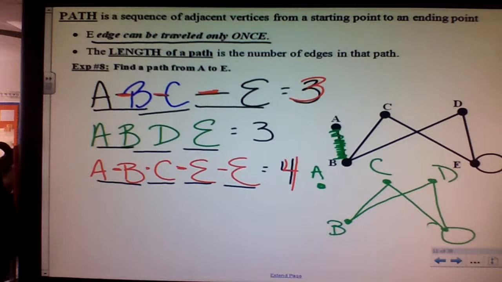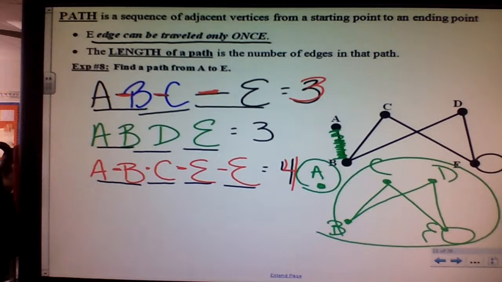So when I get rid of that edge, my graph is now disconnected because I have component 1 and I have component 2. So A to B is considered to be a bridge.